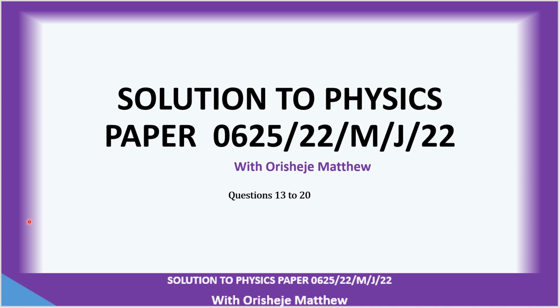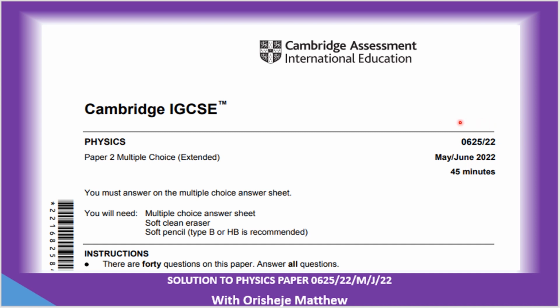Today we are going to review IGCSE Physics Paper 2 Variant 2, May-June 2022. This paper had a duration of 45 minutes. You need your pencil, your pen, and your calculator to do this paper.